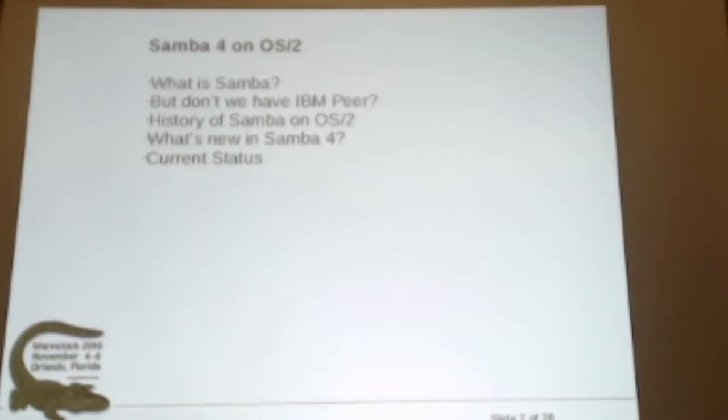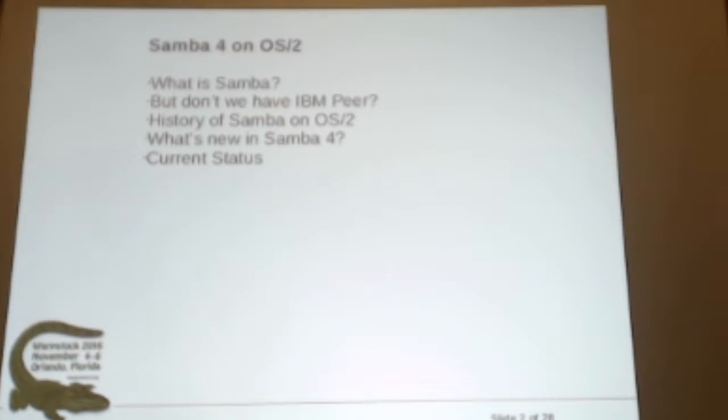So what I'm planning to talk about today is, firstly, what is Samba, for anyone who's been living under a rock and doesn't know what Samba is. A bit of an overview of why someone might want to use Samba instead of IBM Peer. A bit of history around Samba on OS/2. What's new in Samba 4, and then the current status of where things are at in terms of binaries on OS/2. And Lewis, feel free to interject if there's things I've missed during the session, because we wouldn't be here if it wasn't for you.